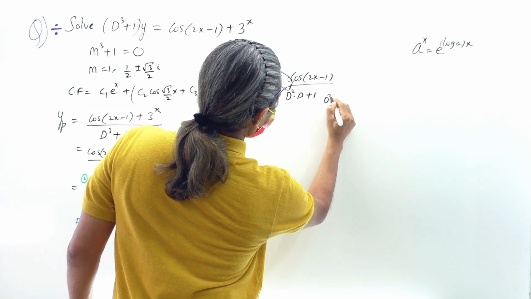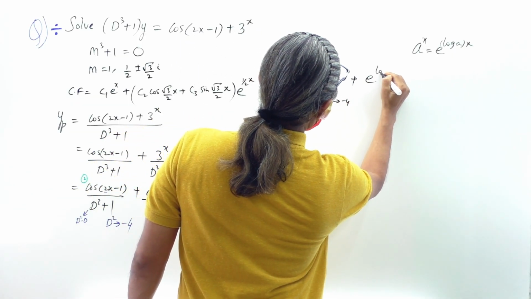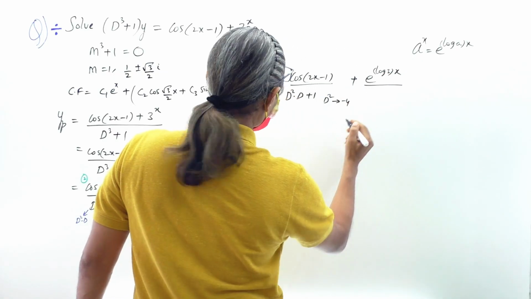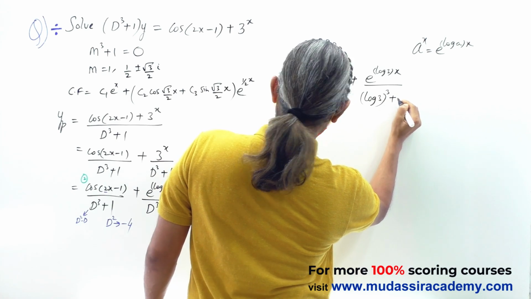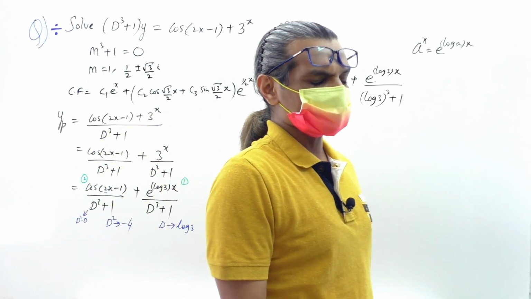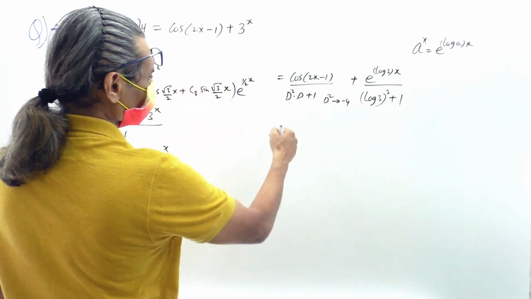So replace d square by minus 4 plus e raised to log 3x over, in place of d put log 3, the whole cube plus 1. That's all. This is done. Solving a differential equation means eliminating all of these. So we have d eliminated, so only this is left now.